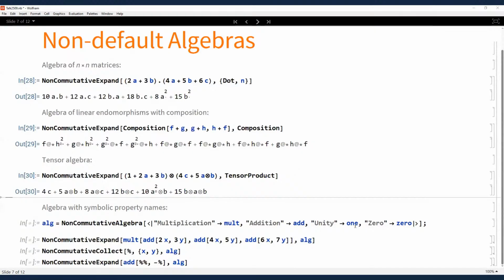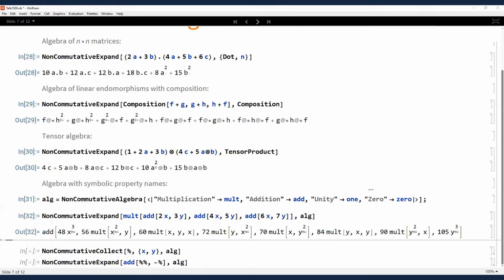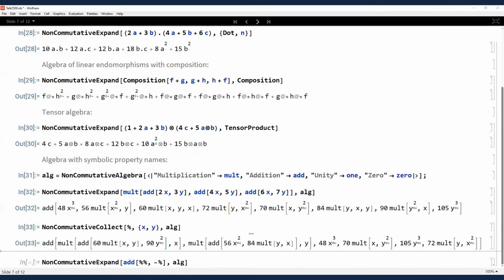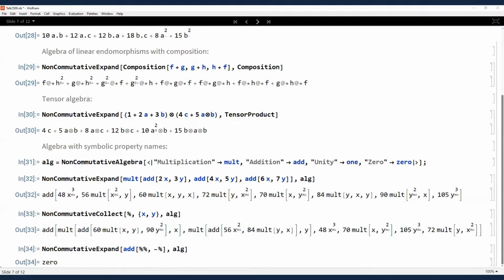And we can do it in an algebra with completely symbolic property names. So let's define the algebra with multiplication mult and addition add. And we now expand mult with respect to add. We can also collect over this algebra. And we can see that subtracting the last two results, since they are two different forms of the same polynomial, will give 0, and we get the named 0 of this algebra.